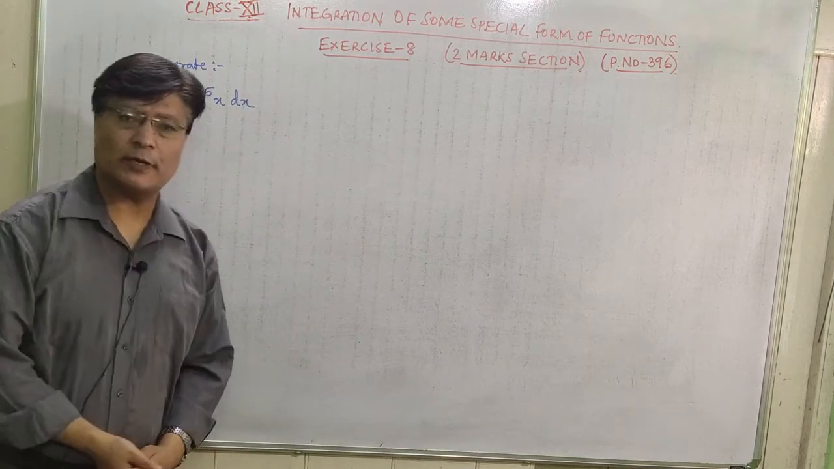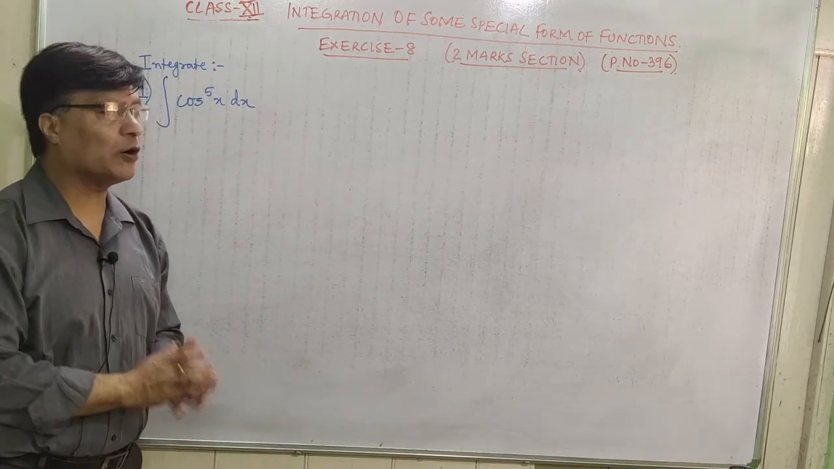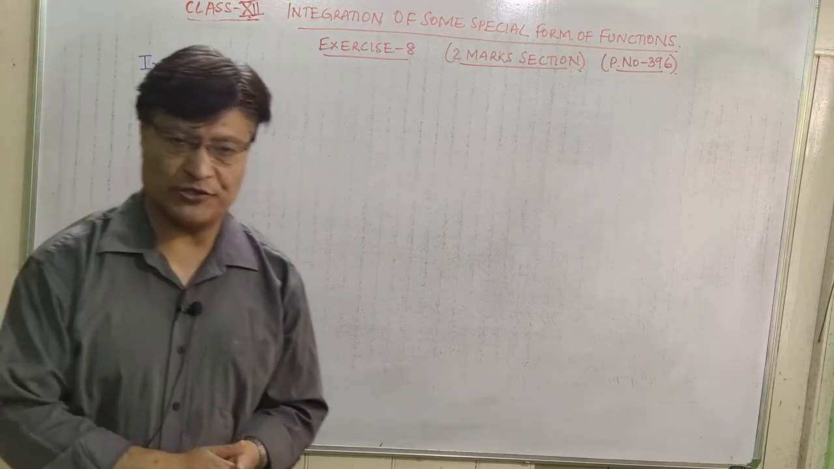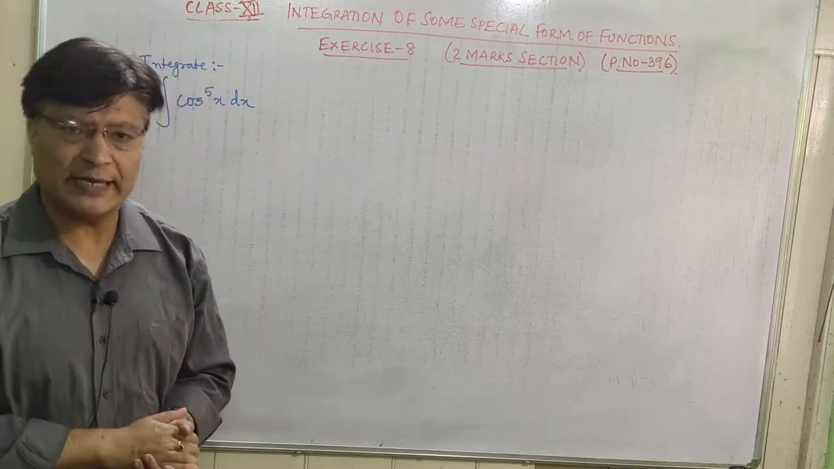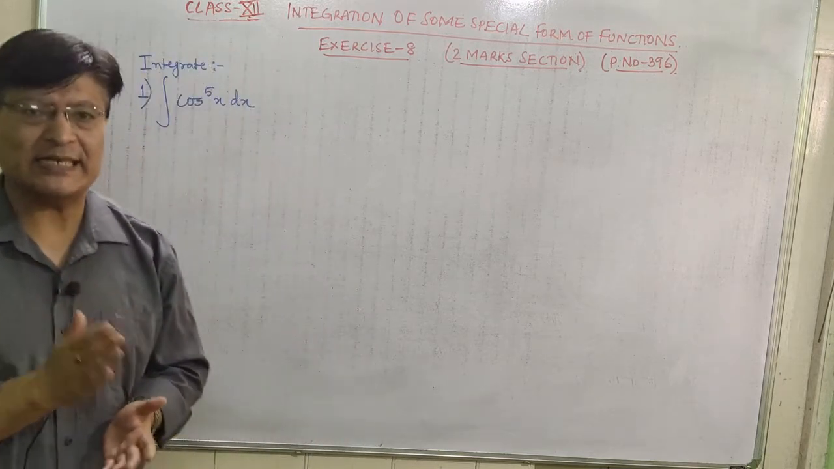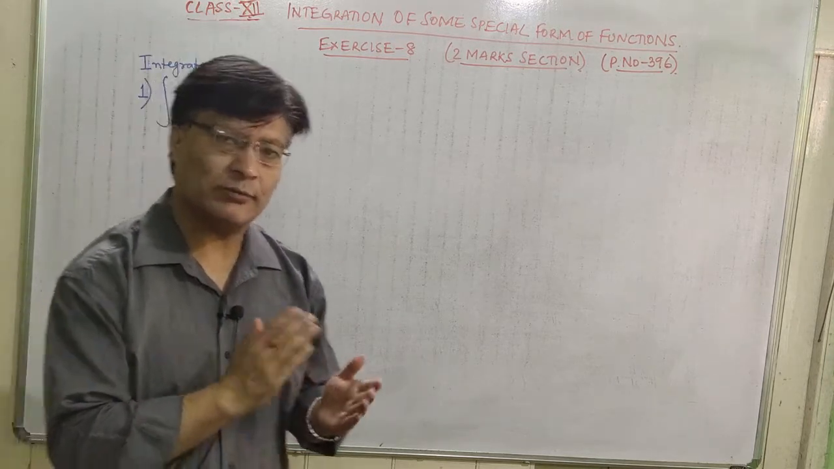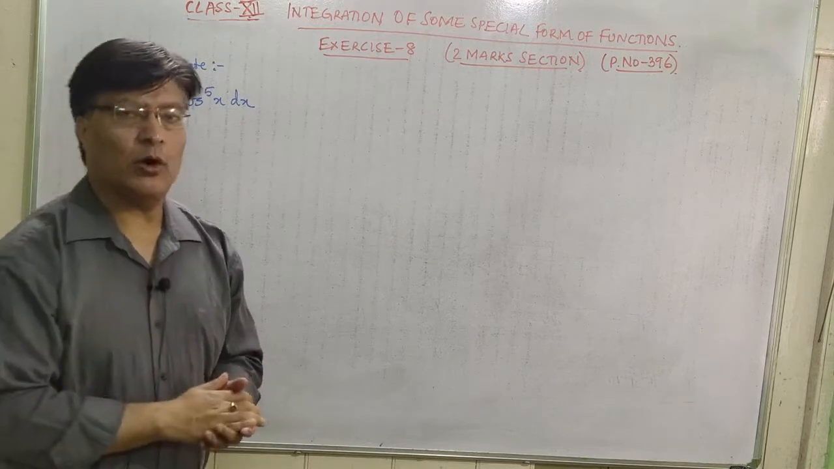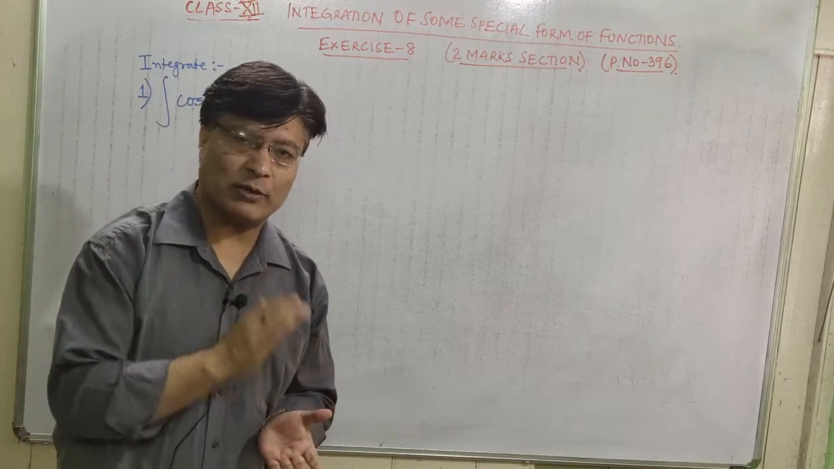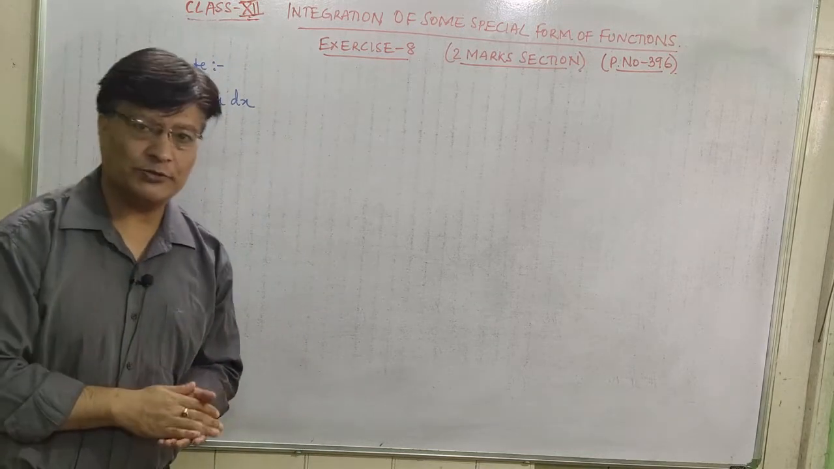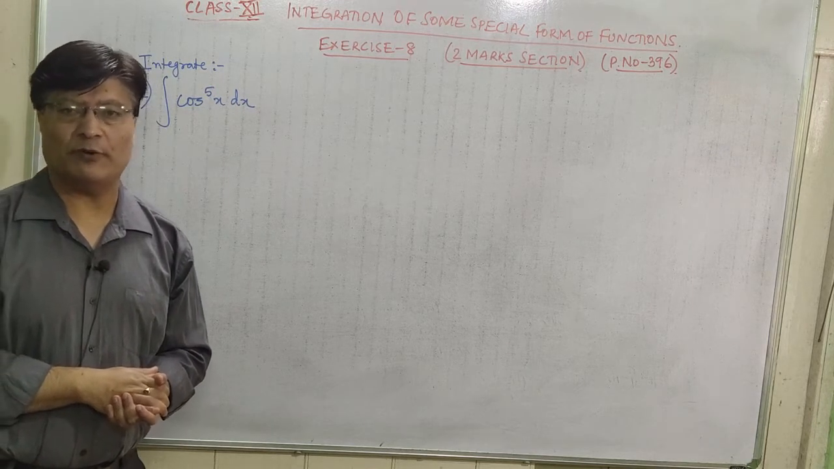So now I am doing class for class 12. The topic is the new topic, that is integration of some special form of functions. So now in this particular chapter we don't have any special formula as in the previous chapter of integration. In this case you should have the knowledge of the previous chapter and also you should know the formula from trigonometry. So with the help of the previous chapters and with the help of formula from trigonometry, you can easily do this integration of some special form of functions.